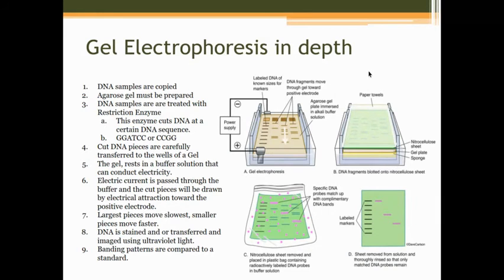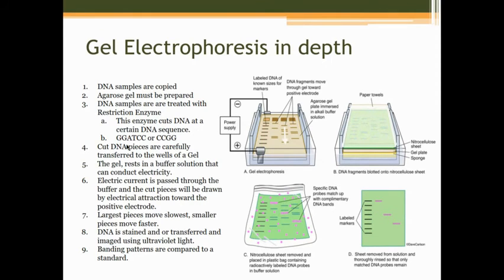So here's gel electrophoresis in a little more depth. This is a step-by-step process here. The DNA samples are copied using a system called PCR, and that just makes lots and lots of copies of a DNA sample. You prepare your gel agarose, and the DNA samples are treated with the restriction enzymes. This cuts it up into little pieces under number 3 here.